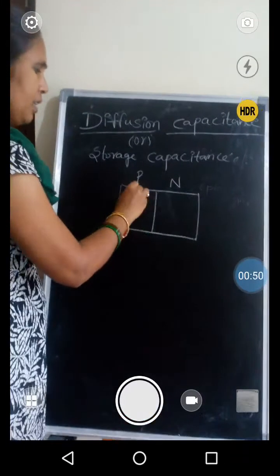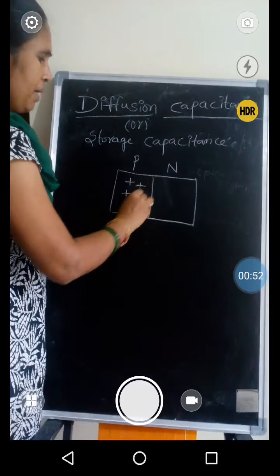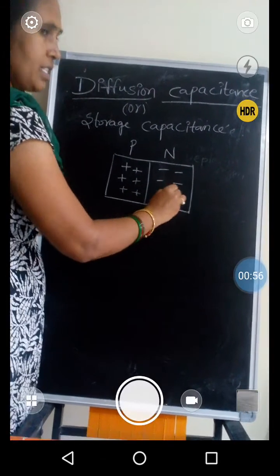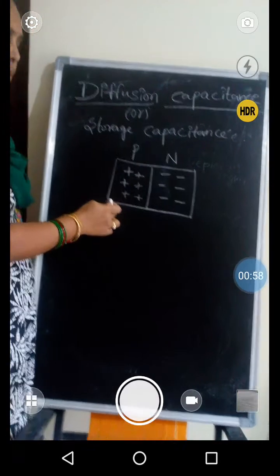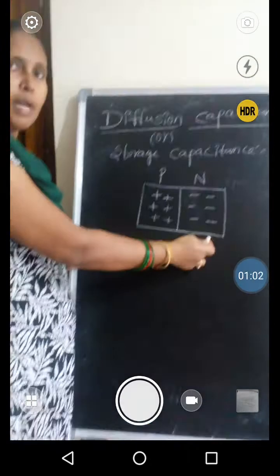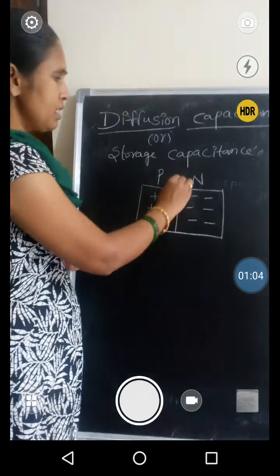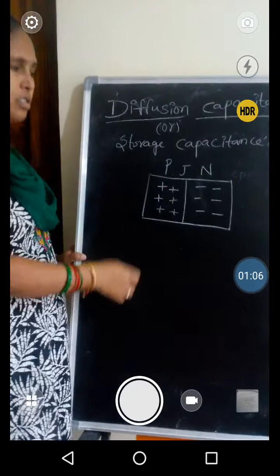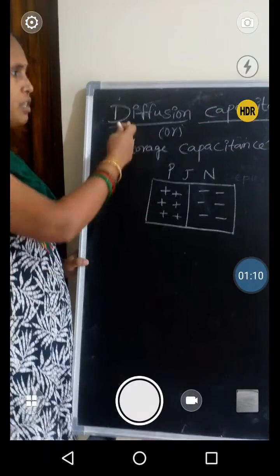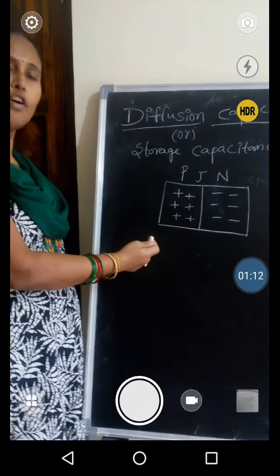This is a p region, this is an n region. In the p region, the majority carriers are holes. In the n region, the majority carriers are electrons. In the p region, the minority carriers are electrons. In the n region, the minority carriers are holes. This is the junction. This is the p-n junction in the unbiased condition. Diffusion capacitance works under forward bias condition.